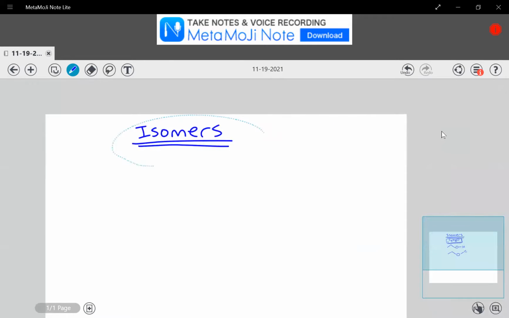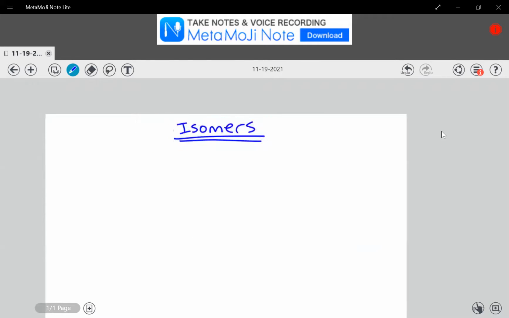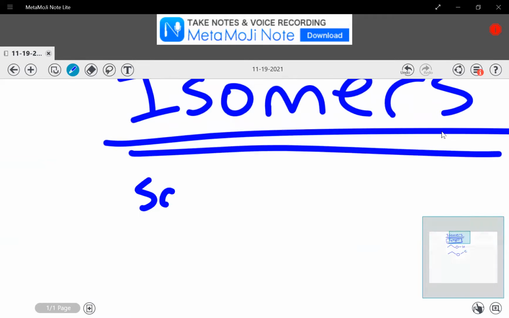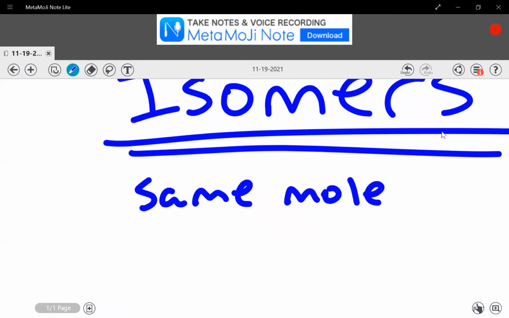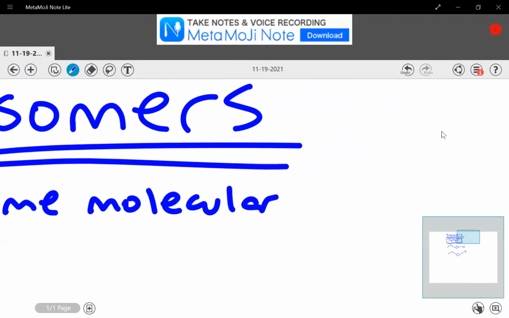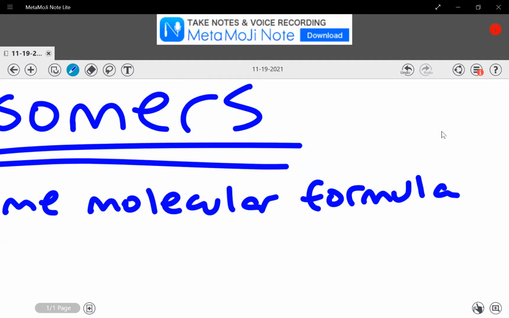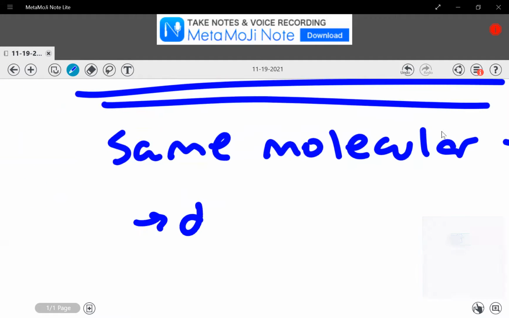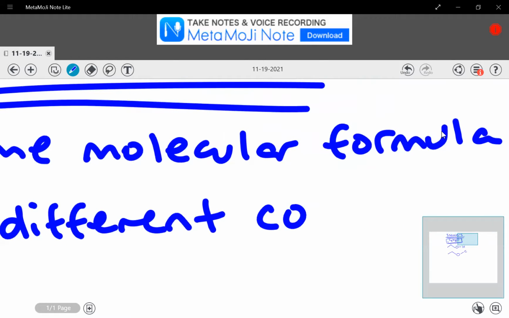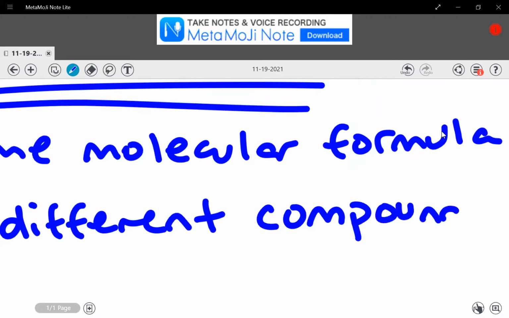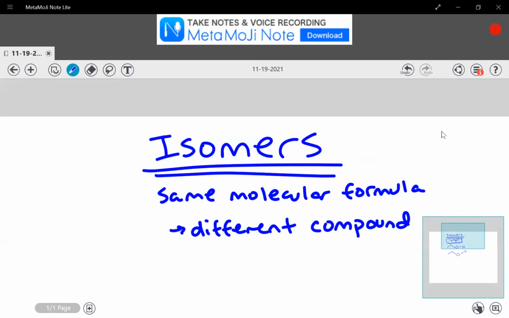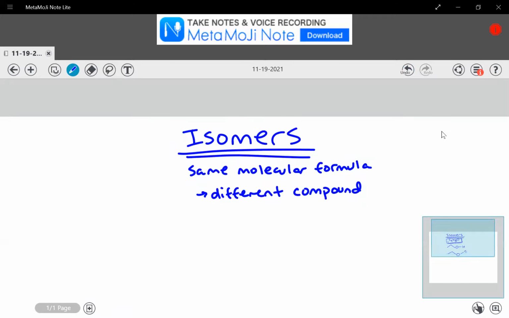So isomers. Go over the definition one more time. Same molecular formula. Different compounds. They are different. They've got the same formula. It's like two people with the same name, okay? No, they're not the same people. No, they're not clones. If they were, that would be really cool, but I highly doubt it. They are different people. Same name, different people. Same molecular formula, different compound.